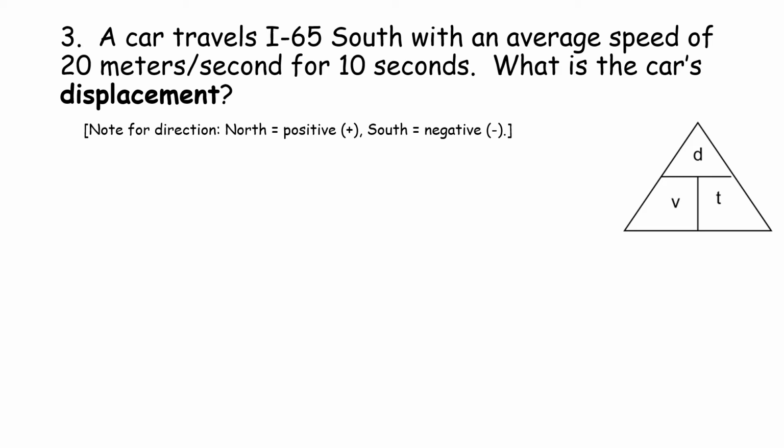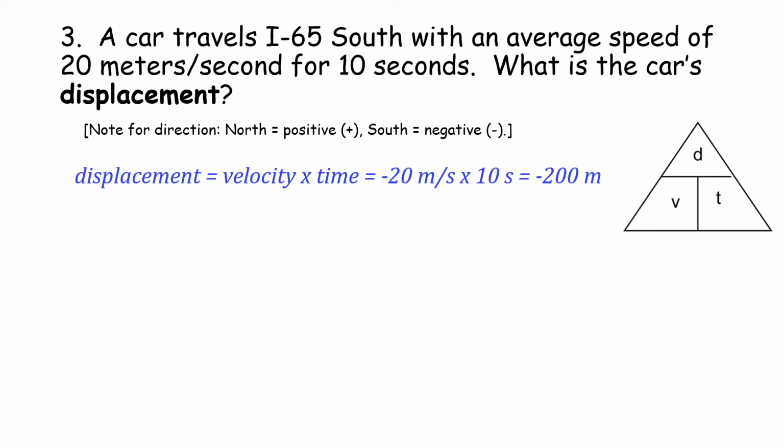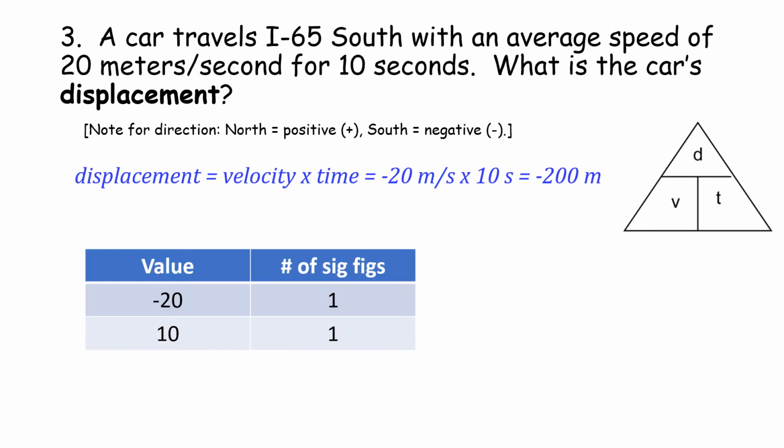So if you pull the displacement, which is the d, out of the magic triangle, you see v beside t. That means velocity times time. And so we plug in our values. We should put in minus 20 meters per second times 10 seconds. The seconds in the denominator and the seconds in the numerator will cancel each other, leaving us with meters, and it's minus 200 meters.